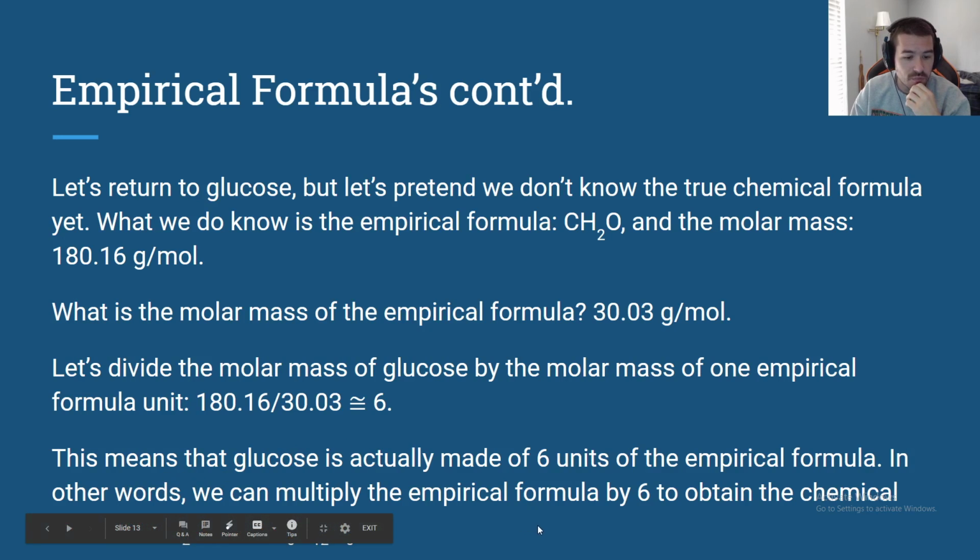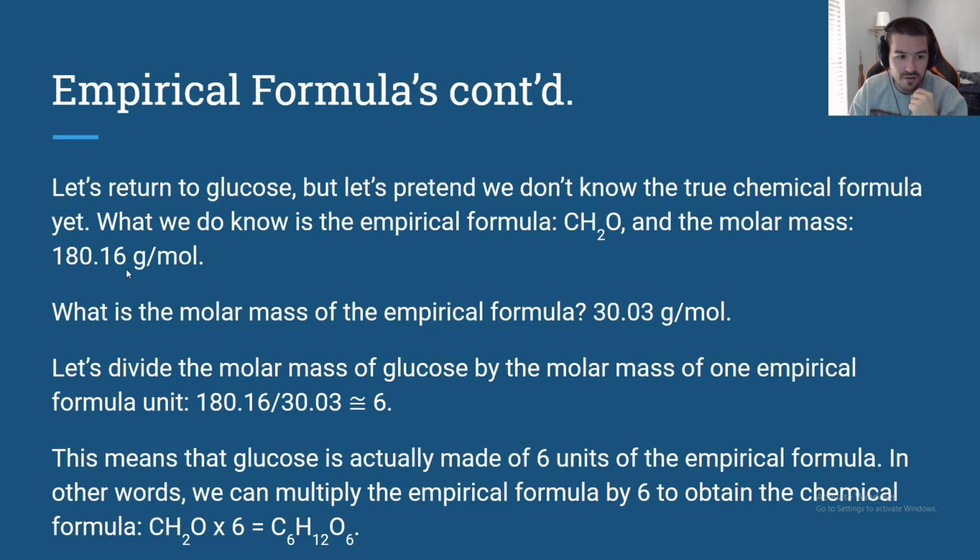So this means that glucose is actually made of 6 units of the empirical formula. 6 of these go into glucose to make a molar mass that is this big. So in other words, we can multiply the empirical formula by 6 to obtain the true chemical formula. And we see that the formula of glucose must be C6H12O6.